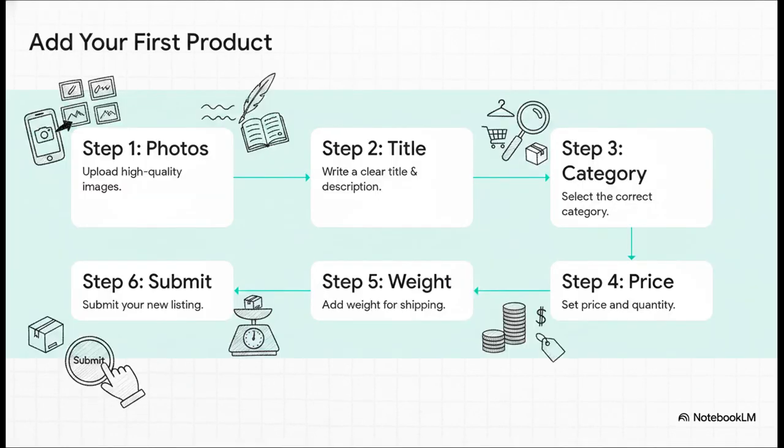So you want to list your first product? It's actually super easy. You'll upload some really good photos, write a catchy title and a clear description, and pick the right category for it. Then you just set your price, tell them how many you have in stock, add the weight for shipping, and hit submit. That's it. Your first product is officially for sale.